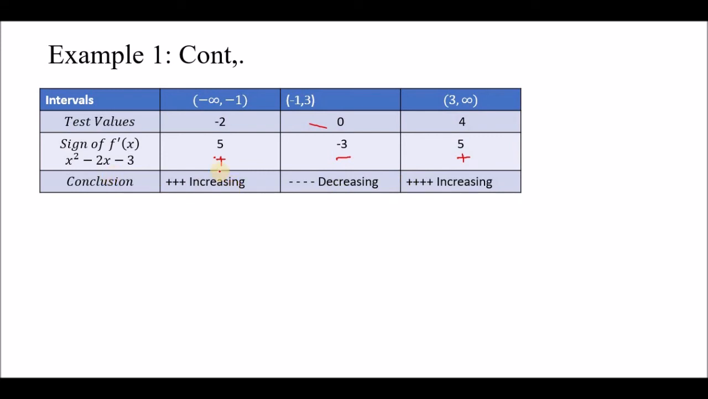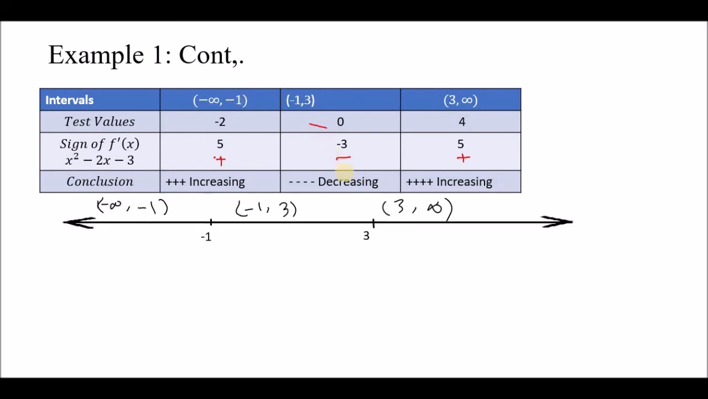Now the conclusion. I would conclude since this is positive, then the function is increasing on the interval from -infinity to -1. And since this answer is negative, the function is decreasing on this interval from -1 to 3, and it is increasing from 3 to positive infinity.